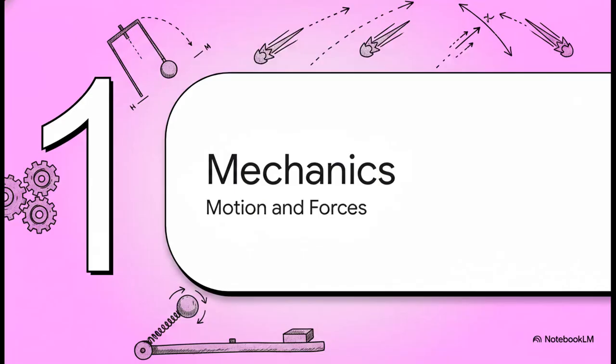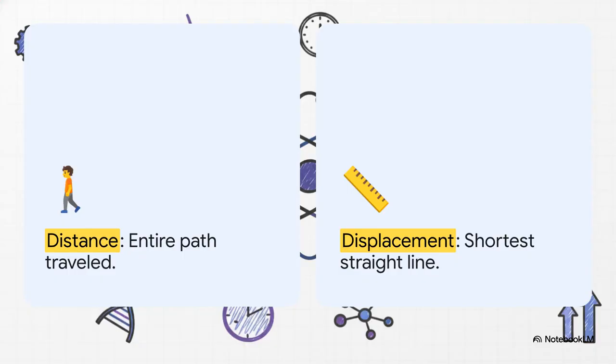Section 2, Mechanics, which is all about motion and forces. To really start understanding the visible, tangible world of mechanics, we absolutely have to nail down the difference between distance and displacement. Distance is just a measure of the entire total path you traveled, no matter how winding or curved it gets. Displacement, though, that is strictly the shortest straight line from your starting point to your ending point. It's like if you run a massive lap around a track and finish exactly where you started, your distance might be huge, but your displacement is literally zero.